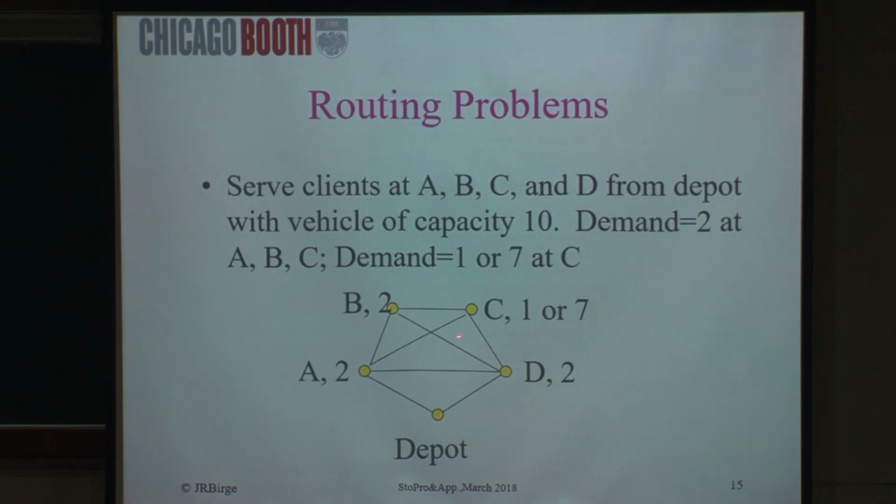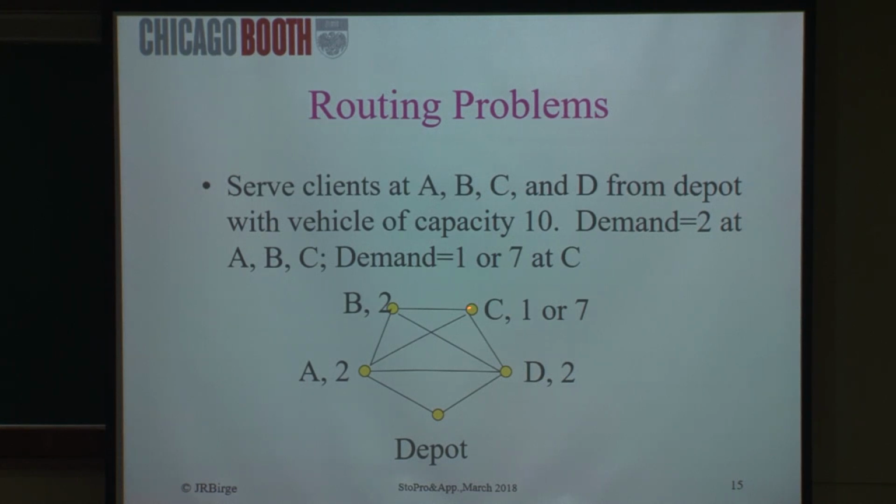Now you notice if this could be 1 or 7, then on average it's 4. All right, so on average this is 4, and my vehicle holds 10. So on average I could go from D to C to B to A and then back, and I don't have to make 2 trips. So on average I can just do 1 trip. So if I solve the average problem, I'll just go A, B, C, D, and back, or D, C, B, A, and back.